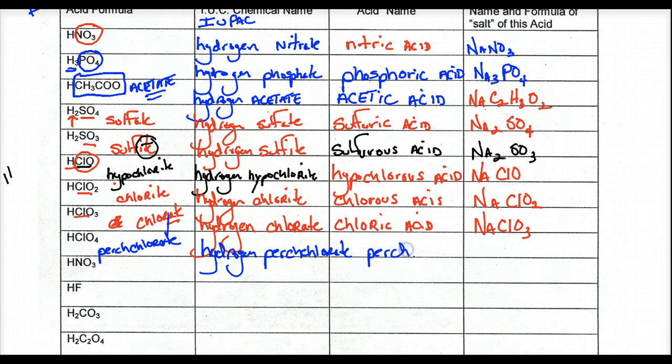And then, of course, ate becomes ic, so this is perchloric acid. Also a strong acid. All right, let's make that a little nicer. Getting excited as I write these. So perchloric acid. Of course, that would be Na ClO4. These, of course, are strong acids. We would include those with our top 5.